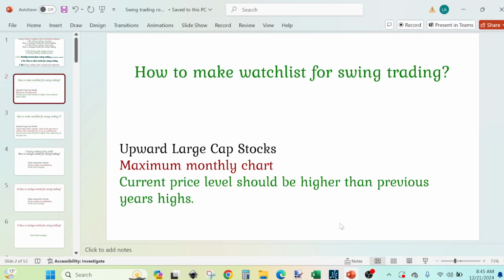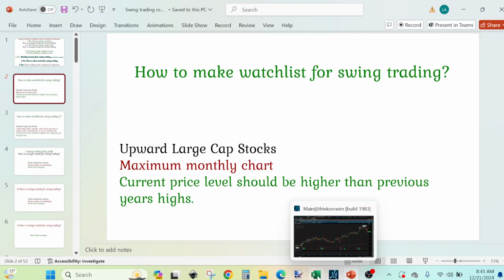Hello, how to make a watch list for swing trading. We are going to use upward large cap stocks. We are going to use the maximum monthly chart and compare the current price to the previous highs from previous years. And if the price level is lower than any previous year high, we will add that stock to our watch list.